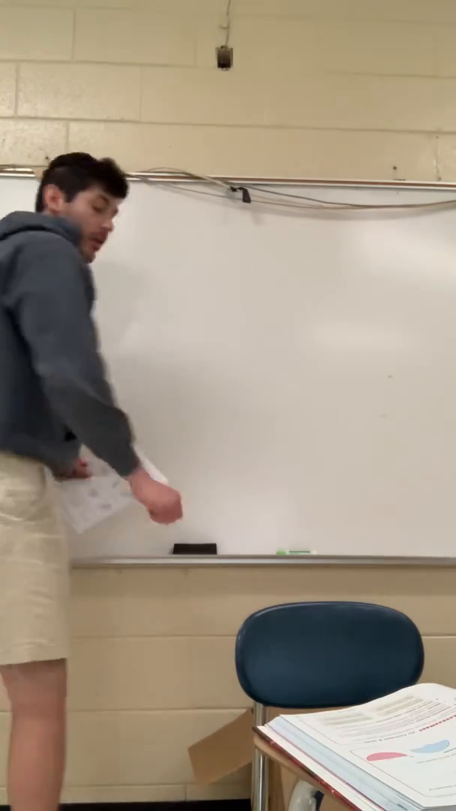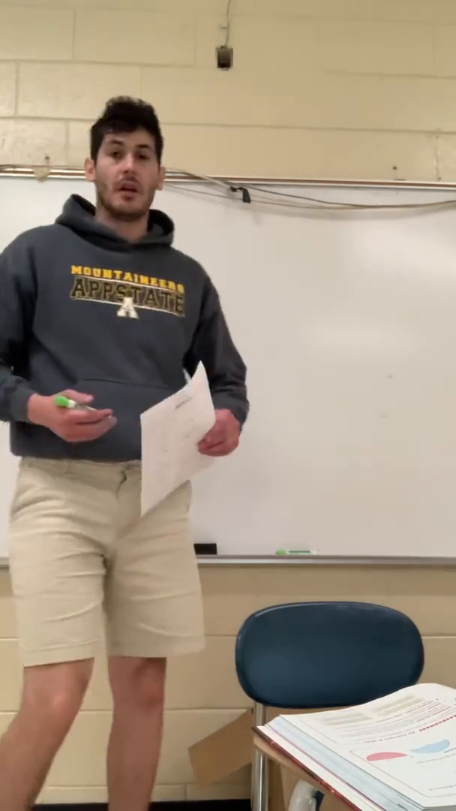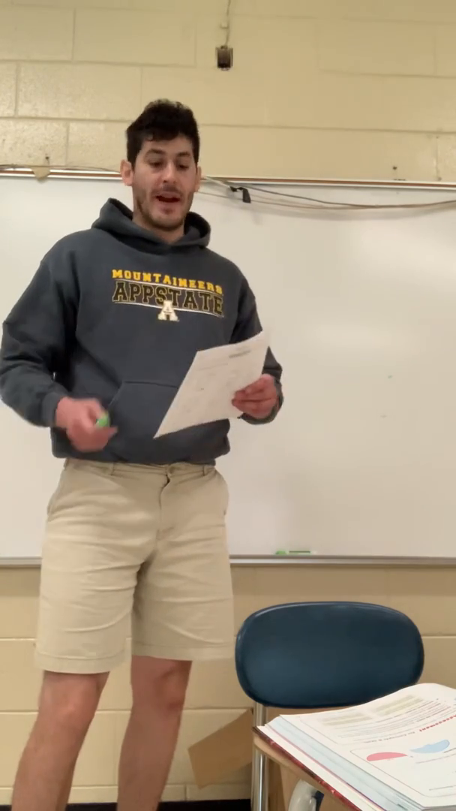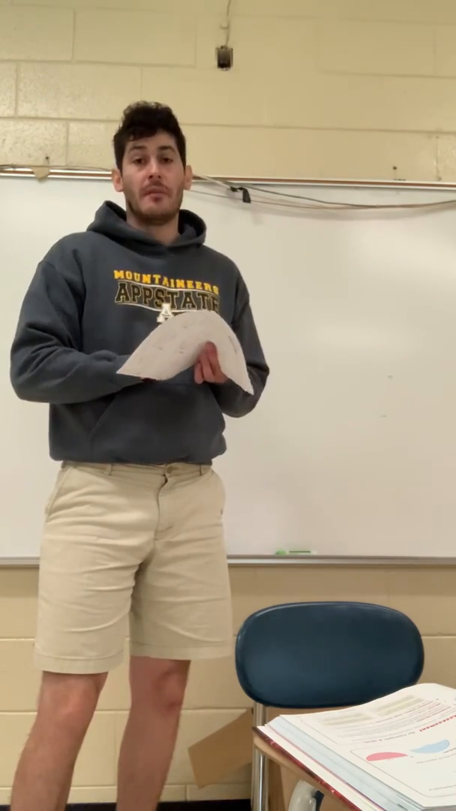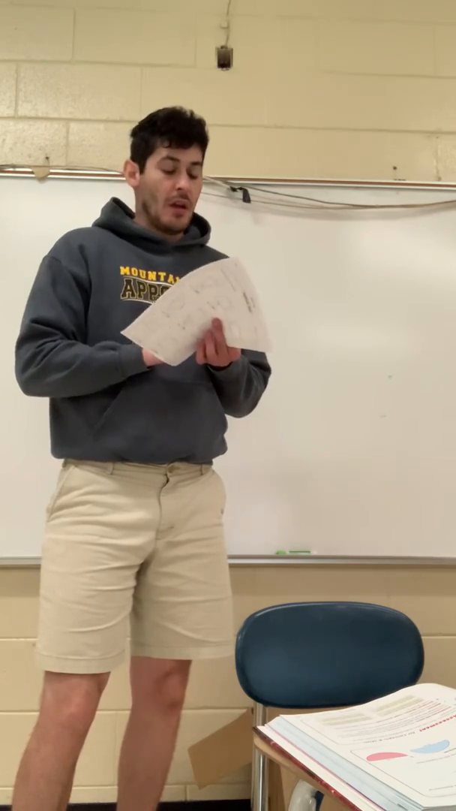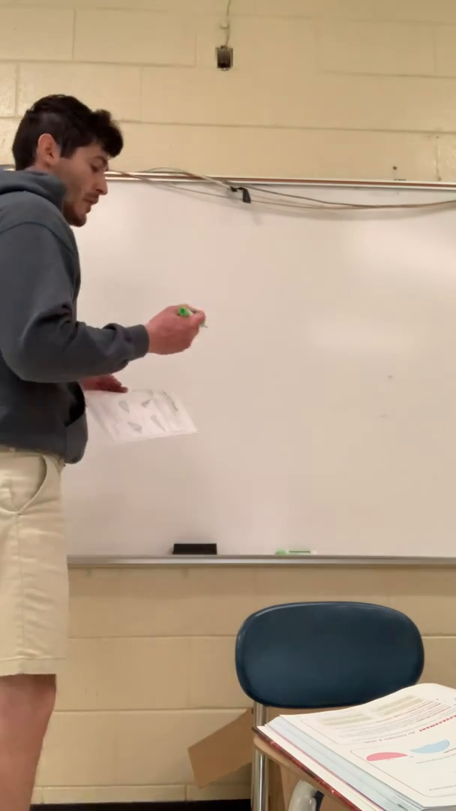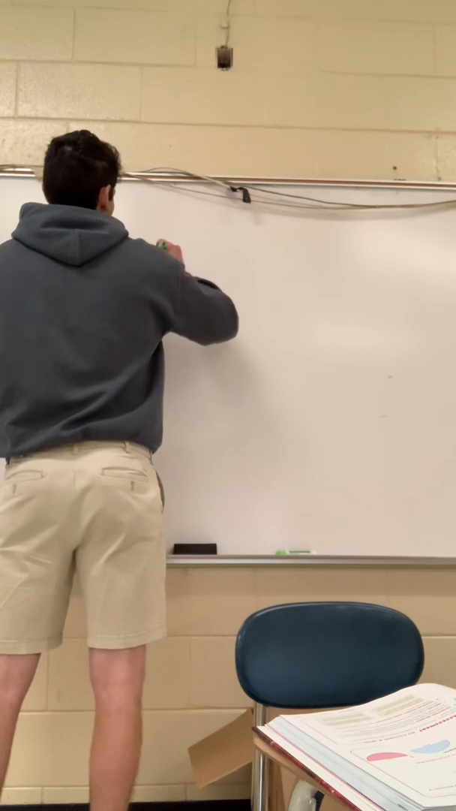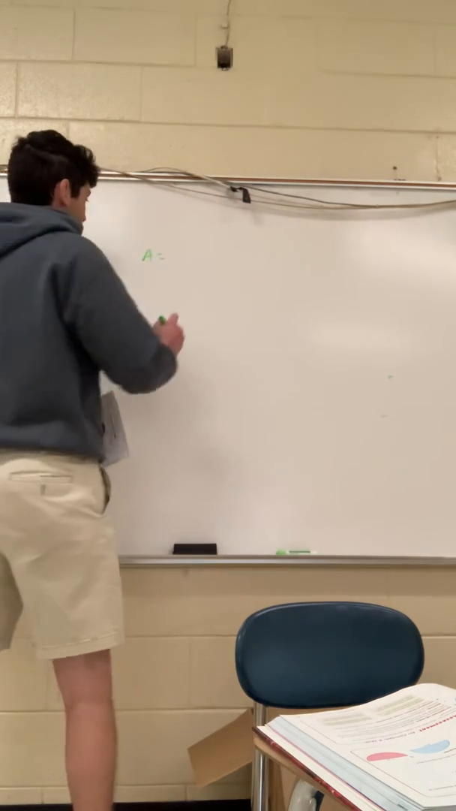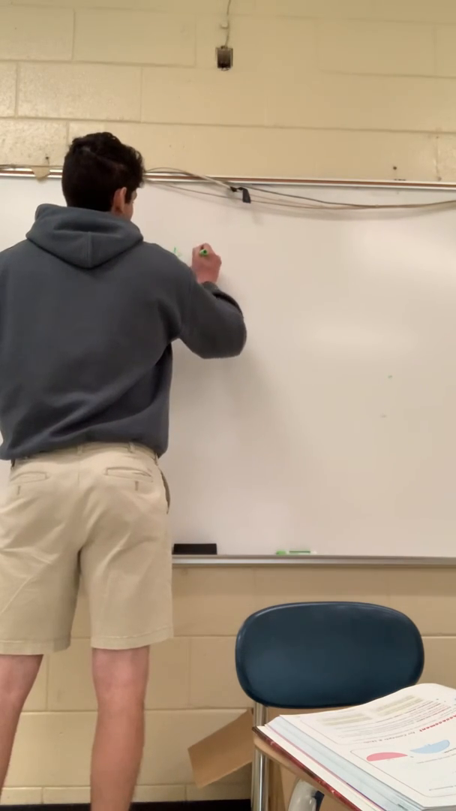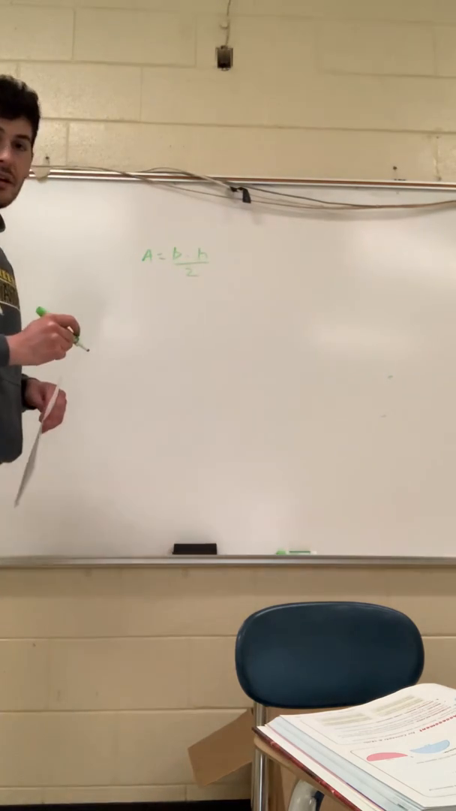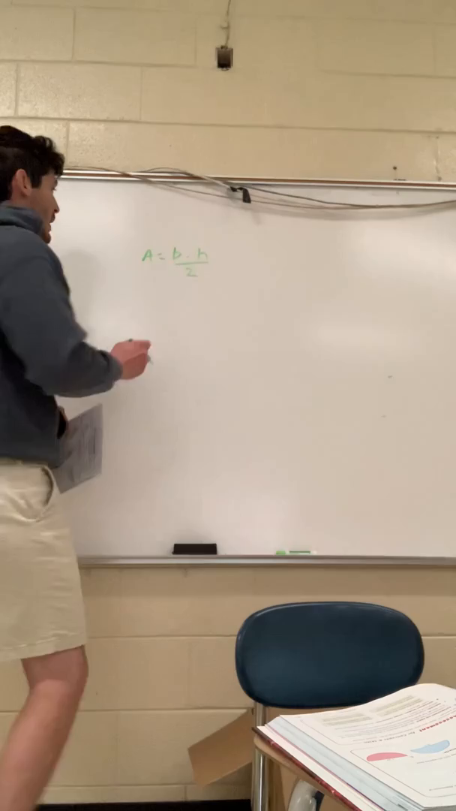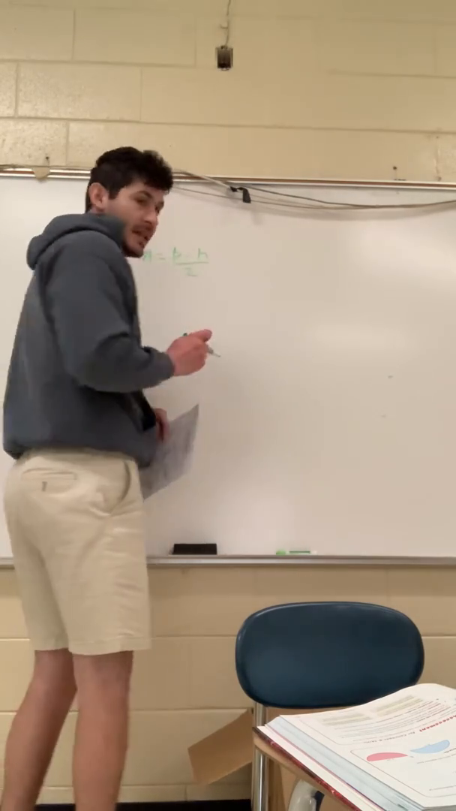Okay, so we're gonna do a few problems concerning the area of a triangle. The first thing that we have to keep in mind is the formula, right? The formula for the area of a triangle is always base times height divided by 2. Base times height divided by 2.